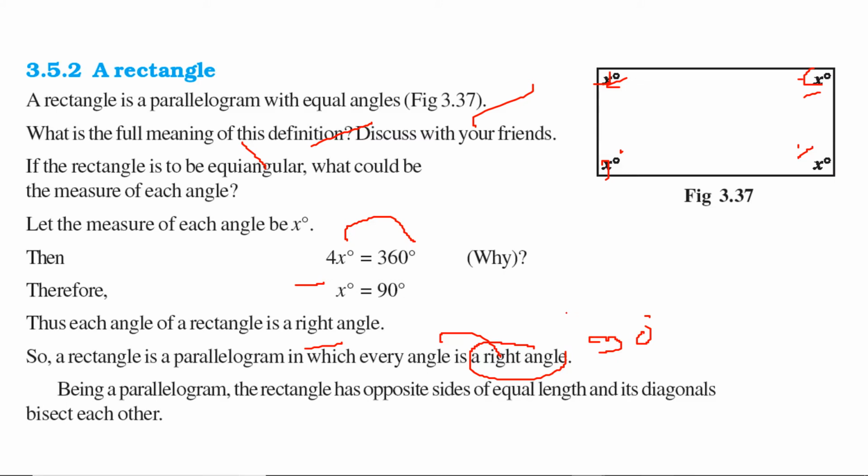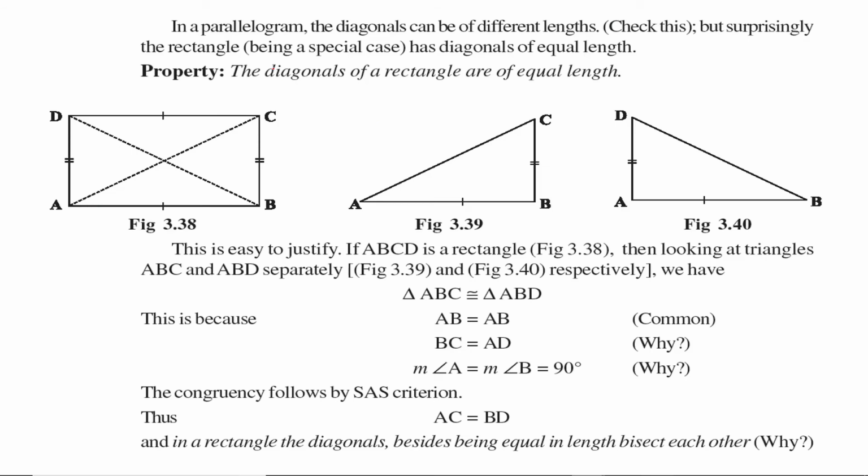And since it is a parallelogram, the rectangle has opposite sides of equal length, and the diagonals also bisect each other. This side equal to this side, this side equal to this side. So in a parallelogram, the diagonals can be of different length, but in rectangle, the diagonals are of equal length. So we say that the diagonals of a rectangle are of equal length. How to prove it? See, this ABCD, if it is a rectangle, so if we take two triangles like this one, A, B and C, and A, B and D, these two.